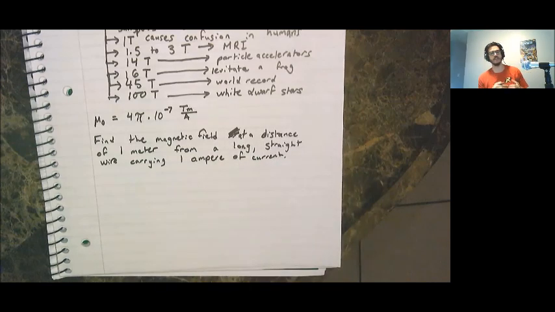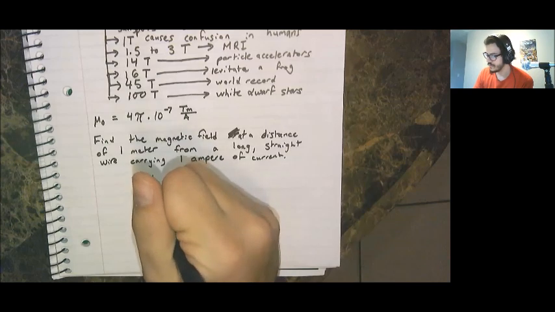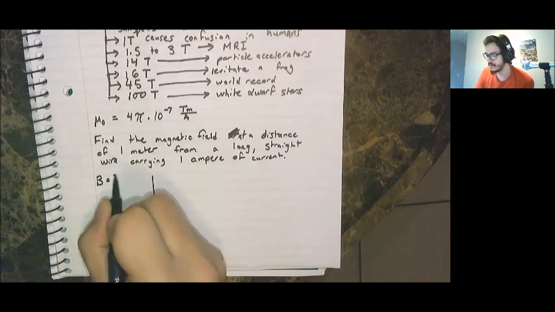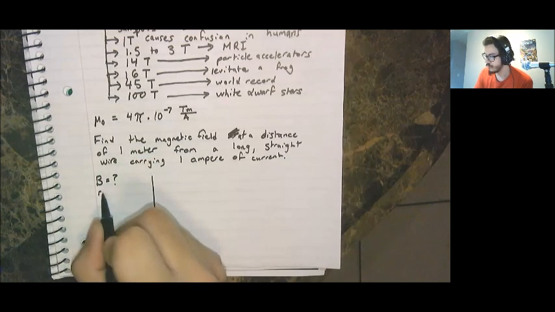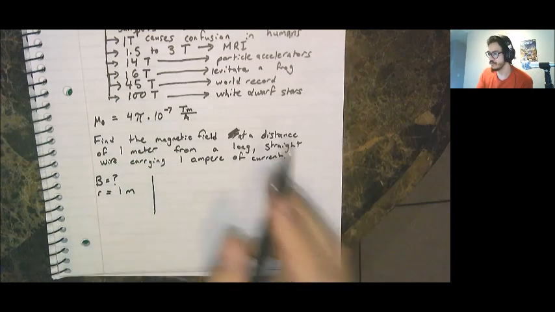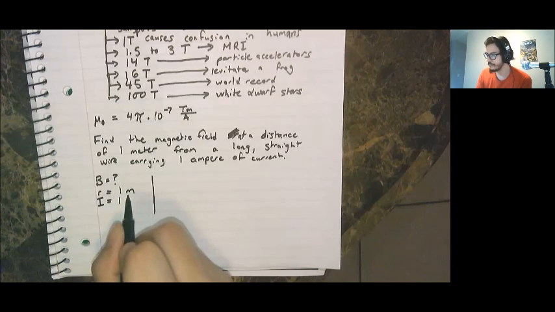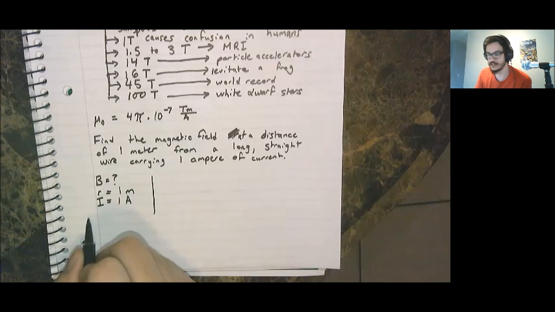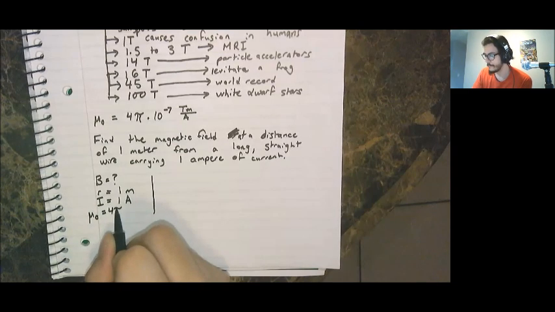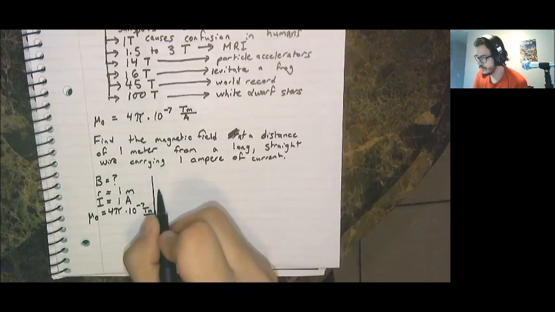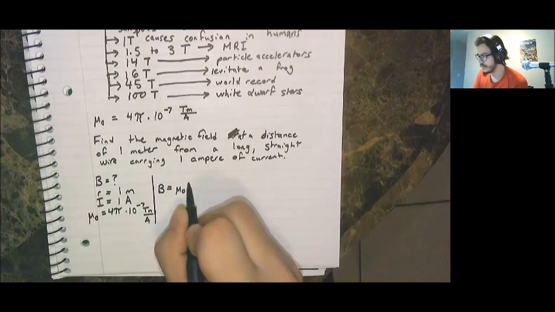Find the magnetic field at a distance of 1 meter from a long straight wire carrying 1 ampere of current. This is easy. These numbers are specifically chosen to be easy. So let's take what we're given. We know that we want the magnetic field B. Our radial distance from the wire is 1 meter. So we're 1 meter away from the wire. The wire is carrying 1 ampere of current. And of course, this is a magnetism problem, so we're gonna need mu naught, 4 pi times 10 to the -7 Tesla meters per amp. Ampere's law: B equals mu naught I over 2 pi R.